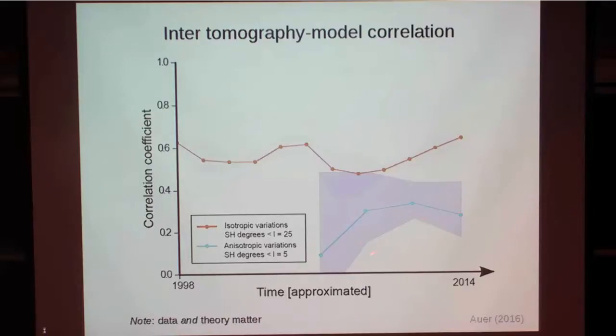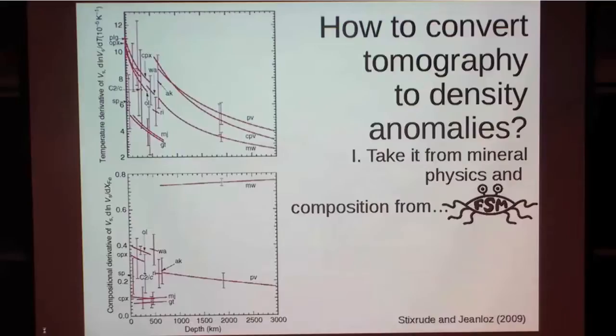And here, by the way, is radial anisotropy, and it's much less well resolved, as we heard earlier, between these models. All right, so now we have seismic tomography. It's pretty well resolved. How do we convert seismic tomography itself into density structure?